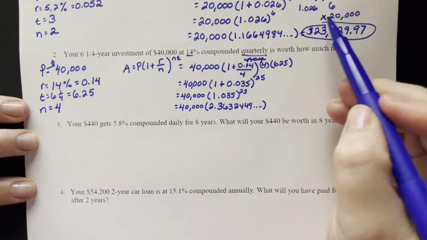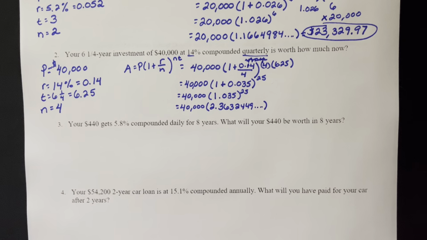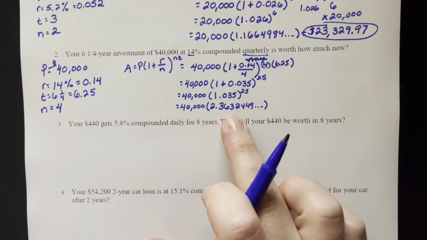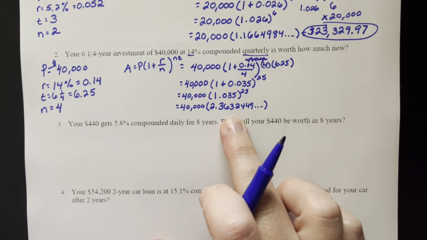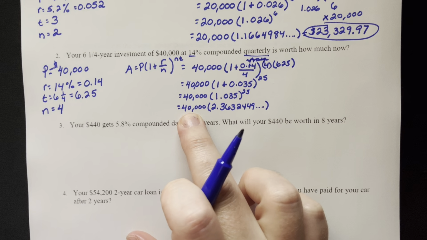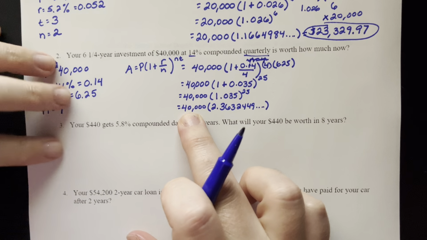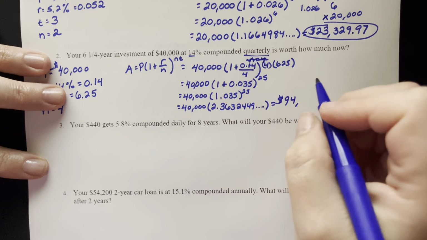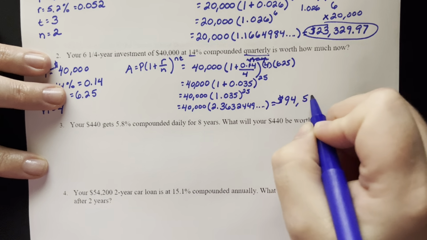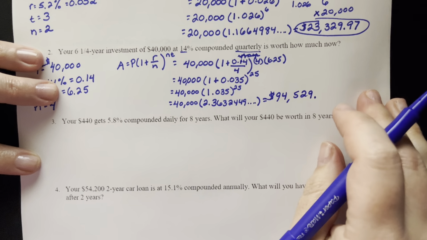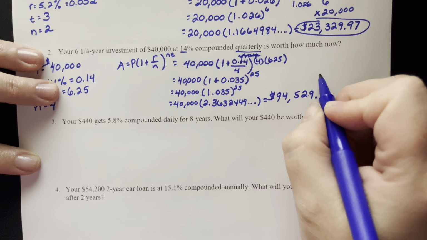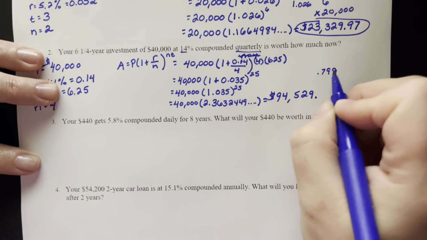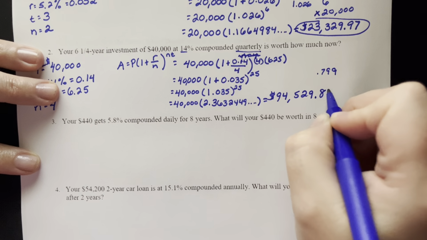And then just like before, we're not going to clear our calculator. We're just going to leave that on our screen, hit multiply by 40,000, which gives us $94,529. And in this case, the decimal was 0.799. So when we round, we get 80 cents.